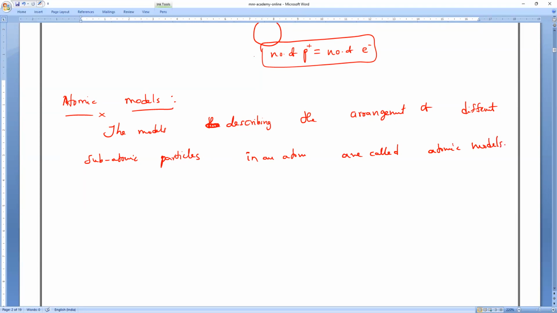So who is the first scientist who suggested an atomic model? Anybody can guess? A man who discovered the electrons.